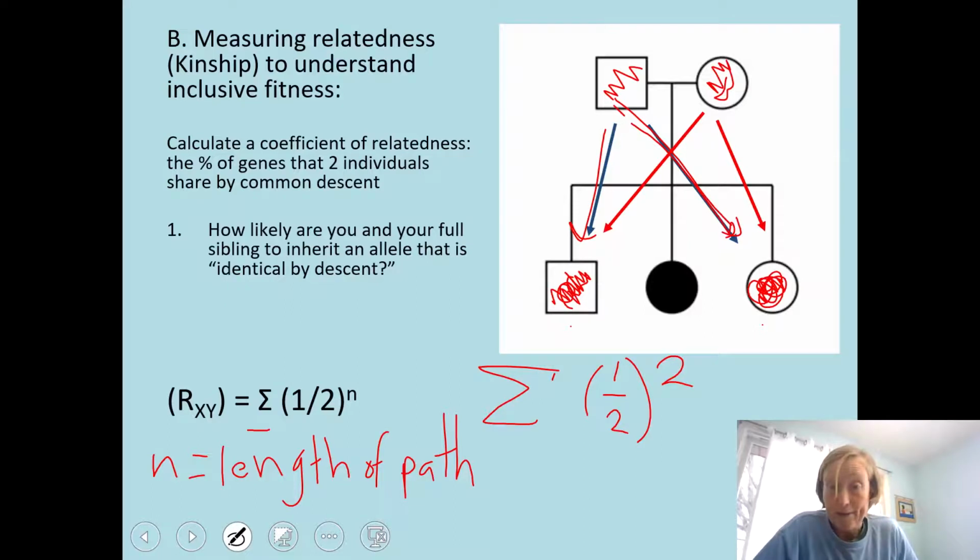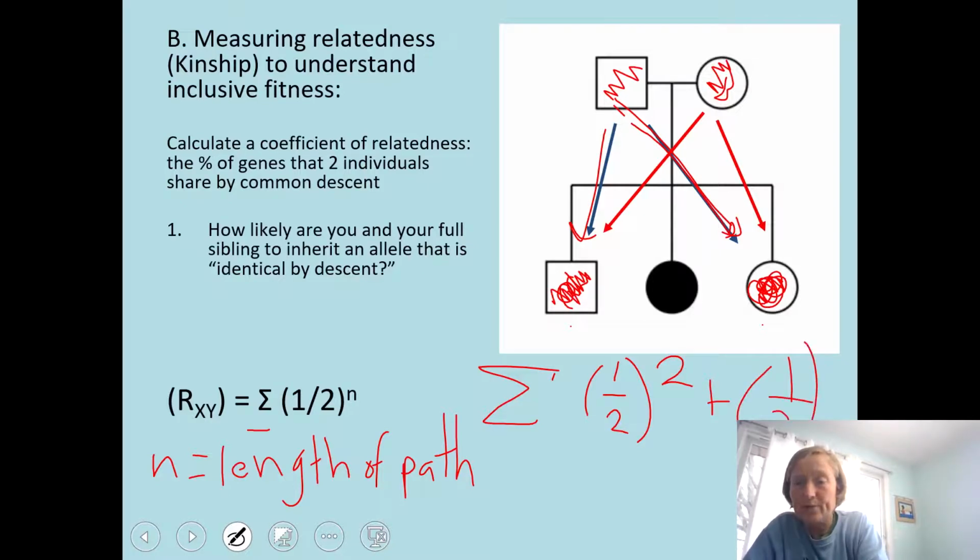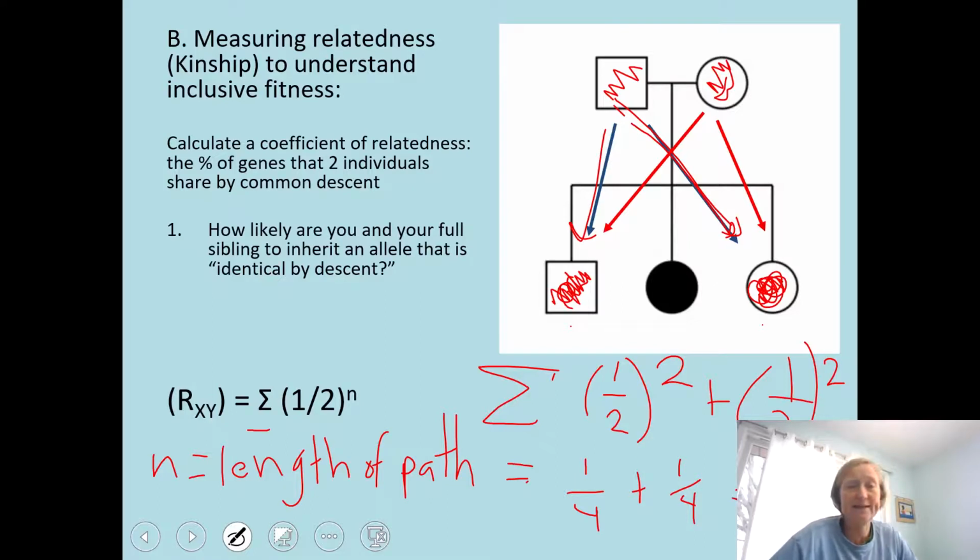That's the first path. Well, is there another path by which they could inherit an identical allele by descent? Yeah, absolutely, from their mom. And their mom's path length is also 2. So for mom's pathway, we would have 1/2 raised to the power 2 as well. So the total answer would be 1/2 squared, which is 1/4, plus 1/4 equals 1/2. The coefficient of relatedness between two full siblings is 1/2.